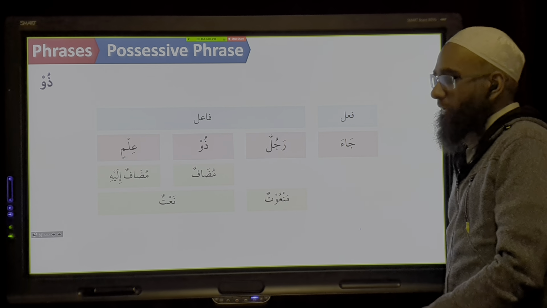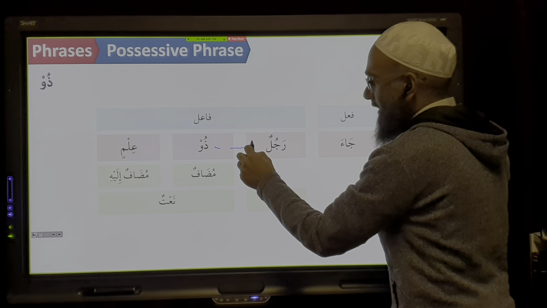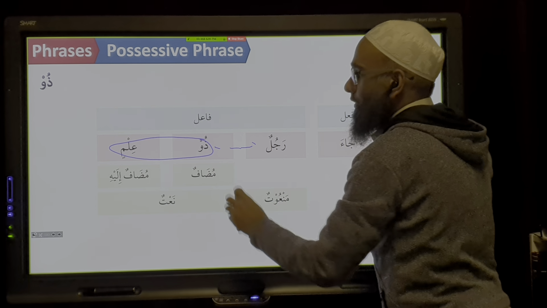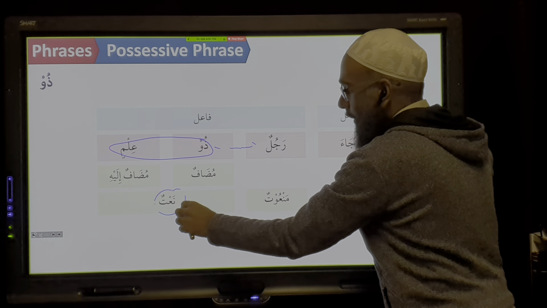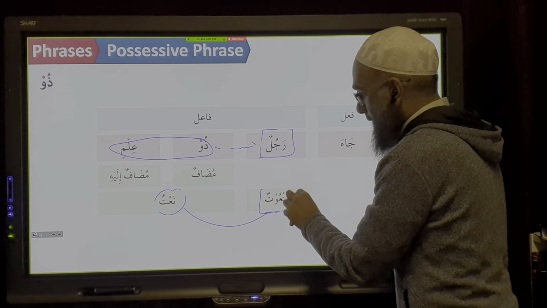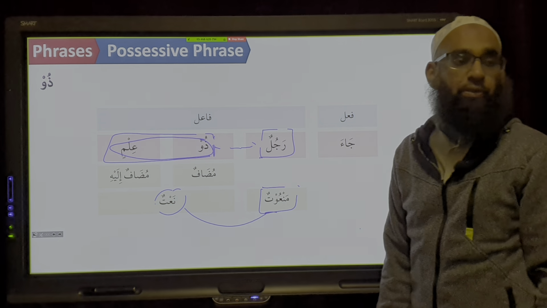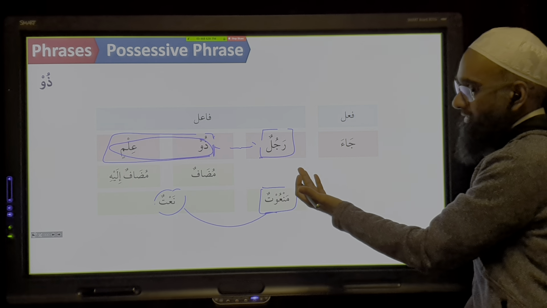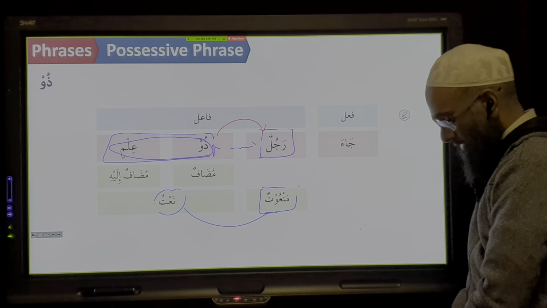Now, how do they work in Tarkib? Dhu, after a nakira word, along with its mudaf ilay, becomes what? The na't of the nakira word before it. So in a nakira word, rajulun, that word becomes the man'oot, and dhu and its mudaf ilay become the na't of that nakira word. Understood? That's an example where dhu is preceded by a nakira word.